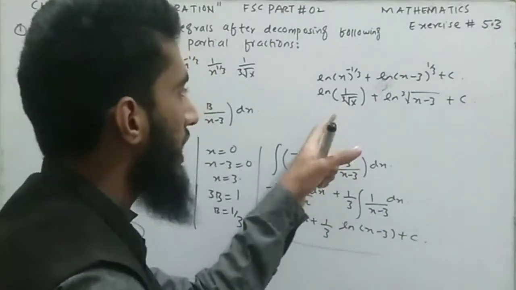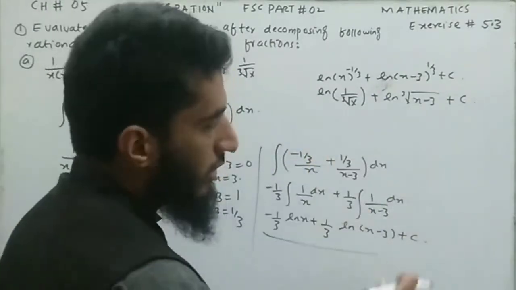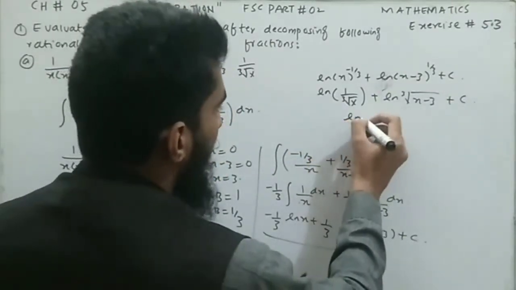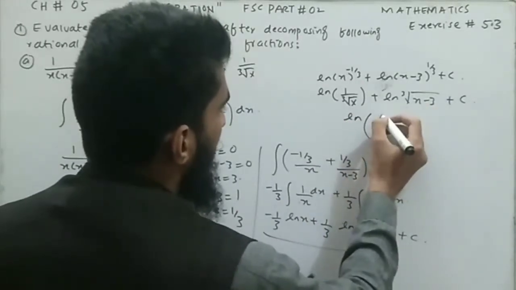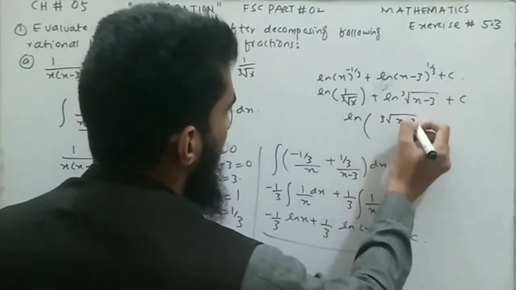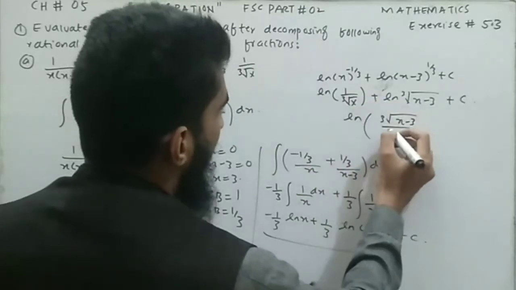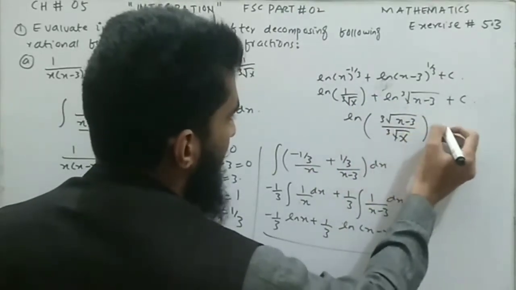Now over here we have a formula, ln of a plus ln of b is equal to ln of a into b. So it becomes ln of a, where a is actually cube root of x minus 3 divided by cube root of x. So ln of cube root of x minus 3 over cube root of x, plus constant of integration.